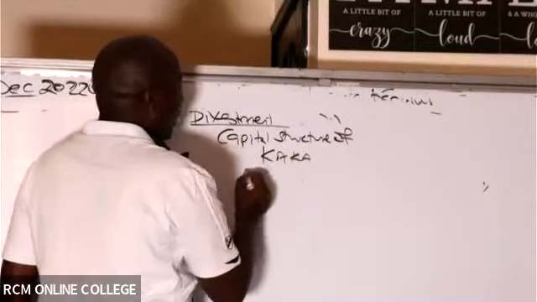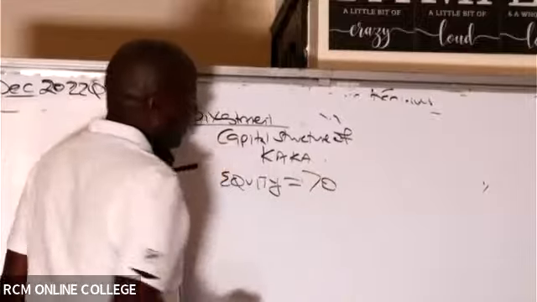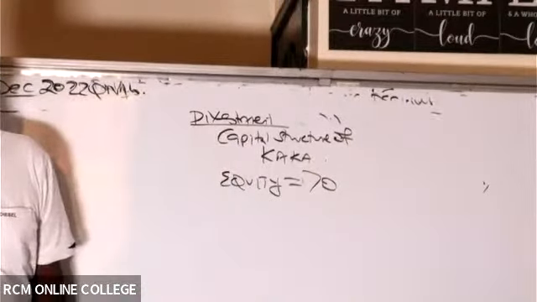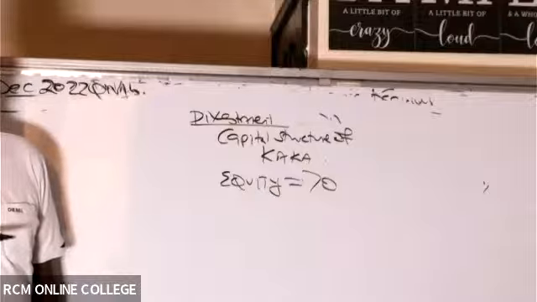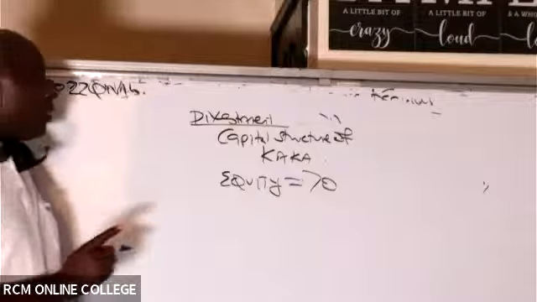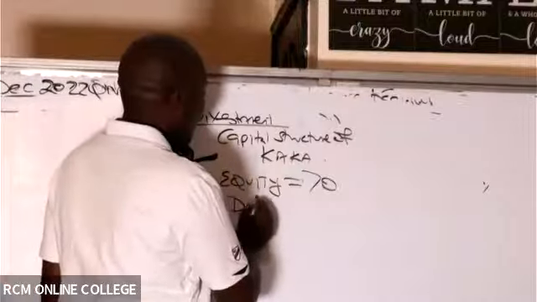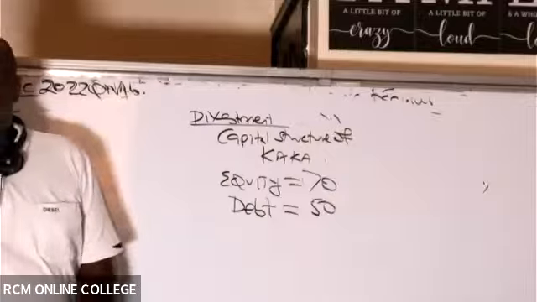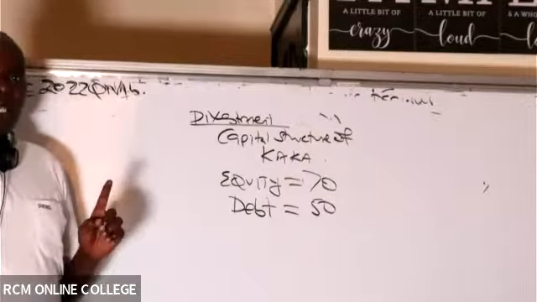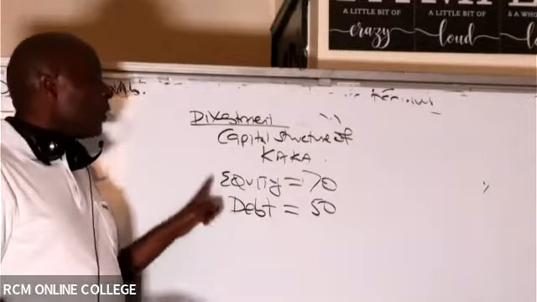Are you able to see the current equity? How much equity does it have? 70. That is the current capital structure of Kaka, 70. How about the current debt? Current debt in this case is 50. So now we want to divest here. Remember, he has 10% of equity.